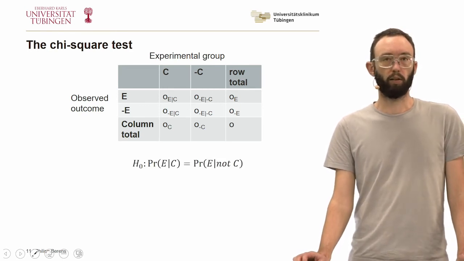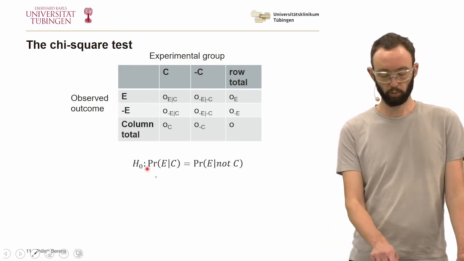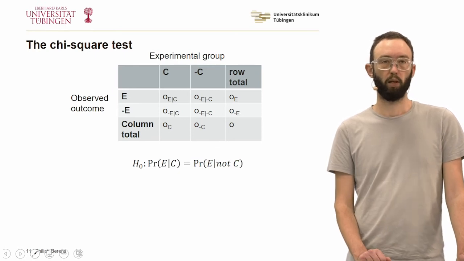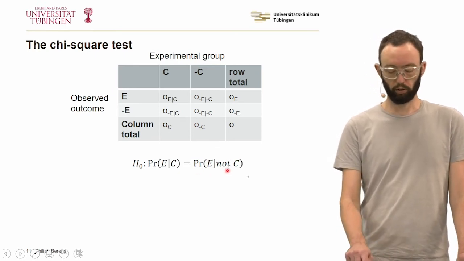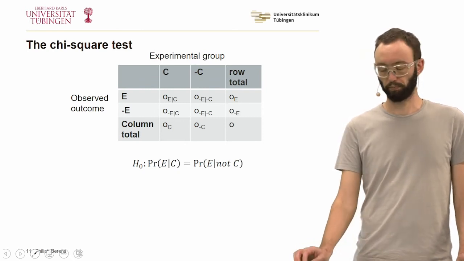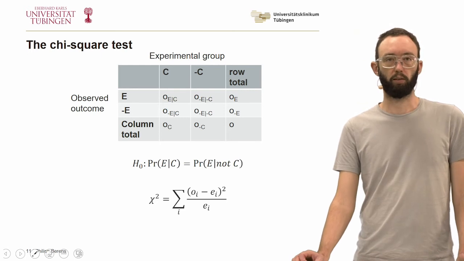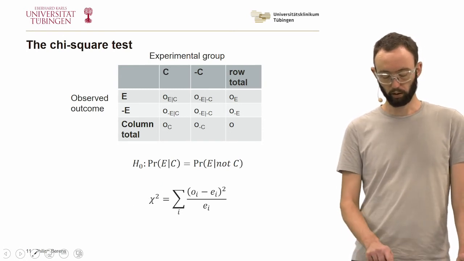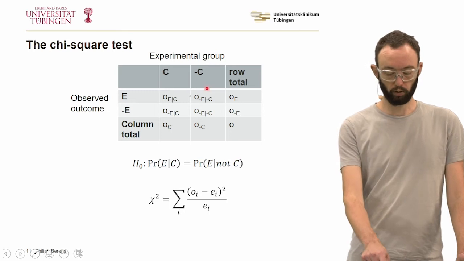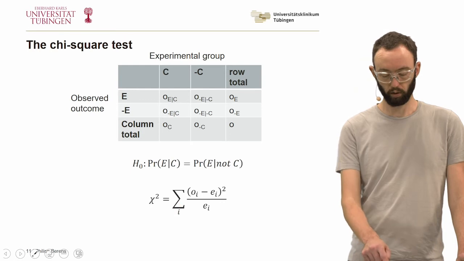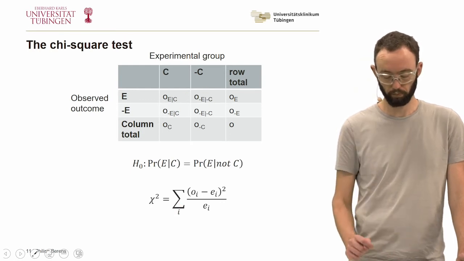Now we want a test that allows us to answer the question, is the probability of the event occurring given that an individual is in group C equal to the probability of the event occurring given that the individual is not in group C? The test statistic that we will use to test this is the following. It's called chi-square statistic, and it's the sum over all these 4 cells. So this is indexed by the i. The i can take any of these values.